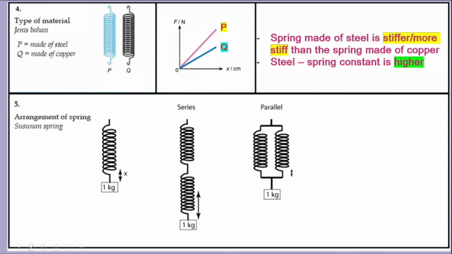Okay, next factor is the arrangement of a spring. So we have, let's say, this is one spring and the extension is X. If a load of 1 kilogram is attached to the spring, the extension is X. Katalah kita buat macam ni lah, kita ambil nilai. So 1 kilogram, let's say, they extend by 2 cm. Cikgu kata is by ratio je.